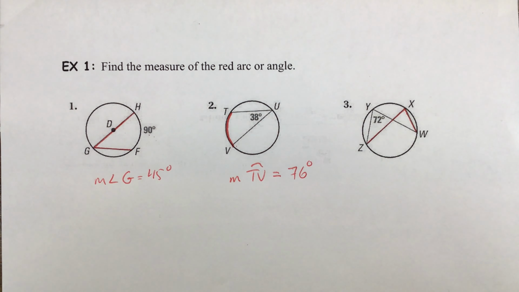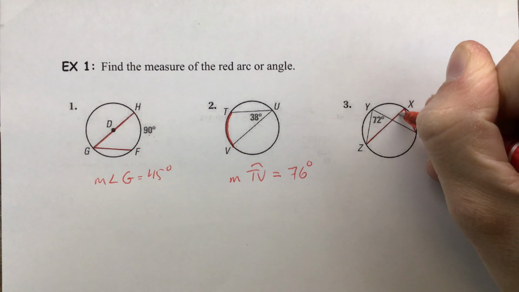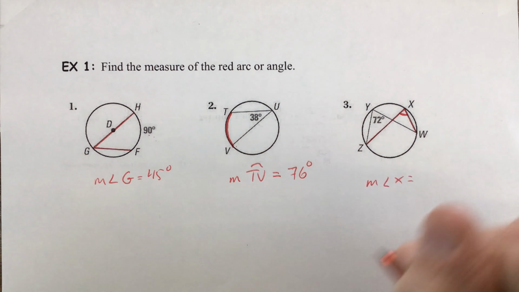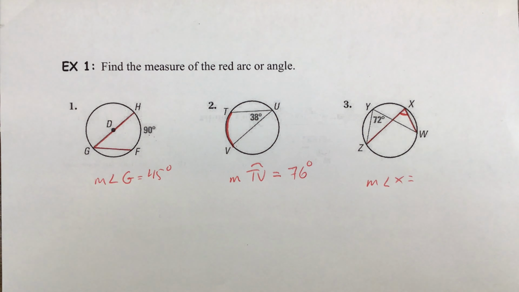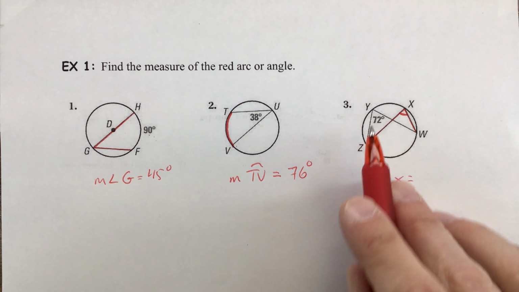For the third figure, we're going to figure out the measure of angle X. So here's the red angle that we've got. We're asked to figure out that measure right there. Of all of these, this might be the most interesting one, because the information that we have is located in some other angle over here, which is that 72 degrees over at Y.